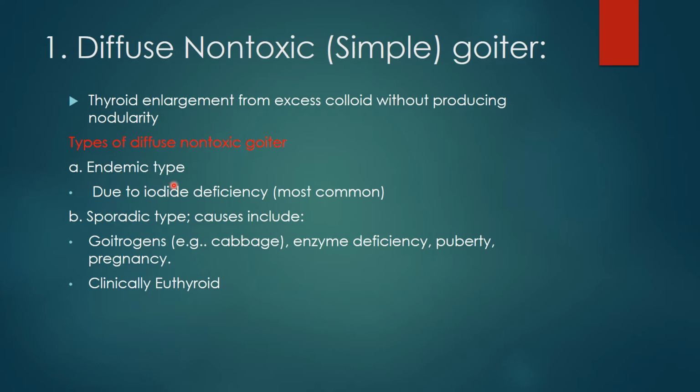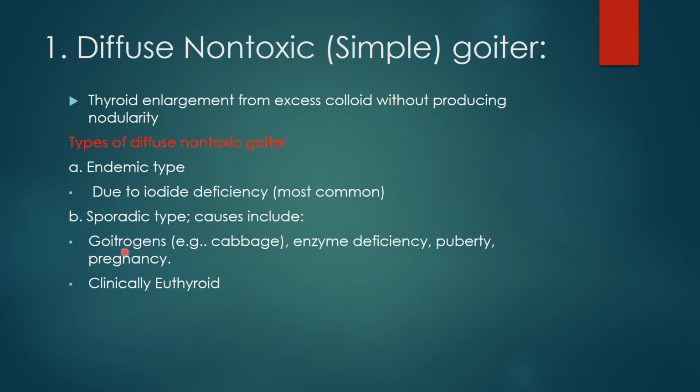Secondly, this type basically occurs in areas where the soil, water, and food supply contain low levels of iodine, due to which this causes impaired synthesis of the thyroid hormones. Mostly it is found in mountain areas like the Himalayas, and this is usually treated by correction of iodine deficiency.